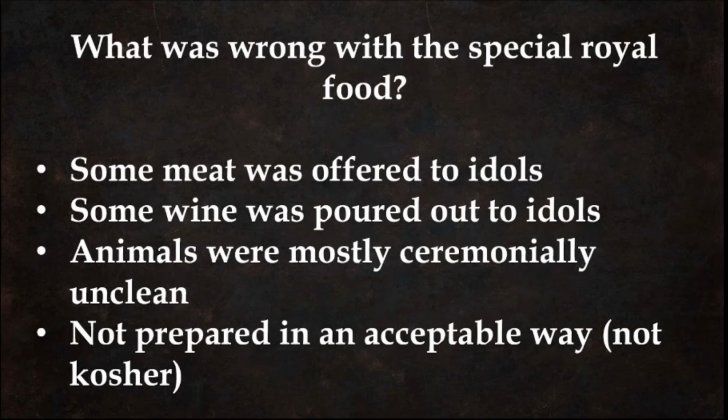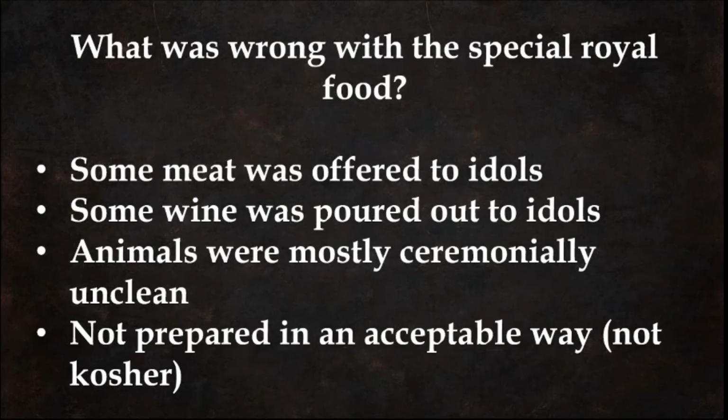They were probably ceremonially unclean animals. There would have been wild boar. There may have been lizard. There may have been snake. There may have been turtle soup. There could have been shrimp. Lobster. No, lobster's poor man food. Until the 20th century, lobster was always poor man food. Yeah, now it's not, but it always was. And then not prepared in an acceptable way, probably strangled and not drained properly. Not drained properly. That made it not kosher.